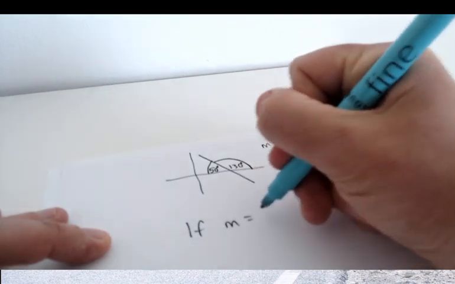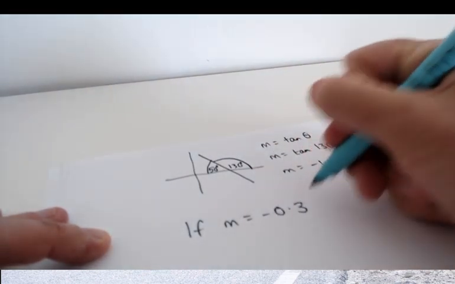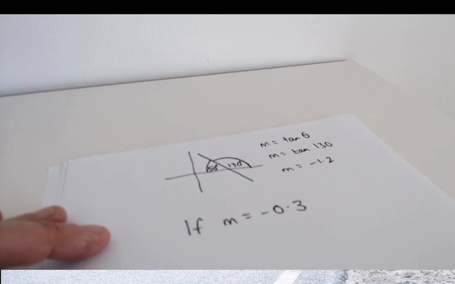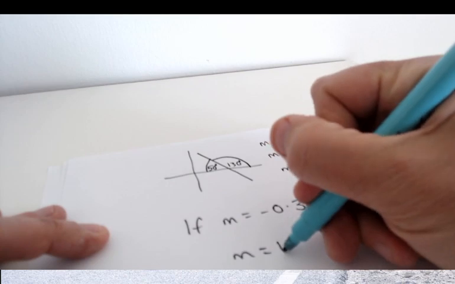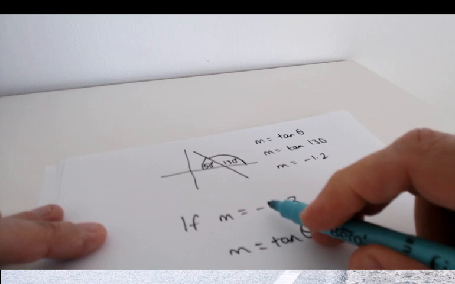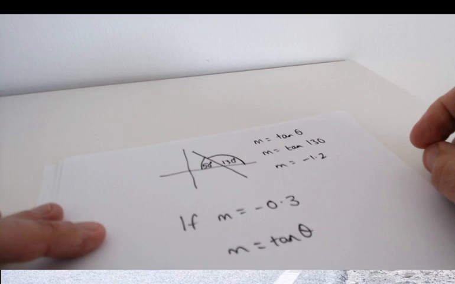So now I'm going to tell you the gradient of the line, and we're going to try and work out the angle. This bit is the hardest part of the whole lesson. It relies on us remembering our cast diagram from National 5, something that you would have used when solving a trig equation. Let me just talk you through it. M equals tan theta. We are going to forget about the fact that it's a negative. The cast diagram will take care of that.